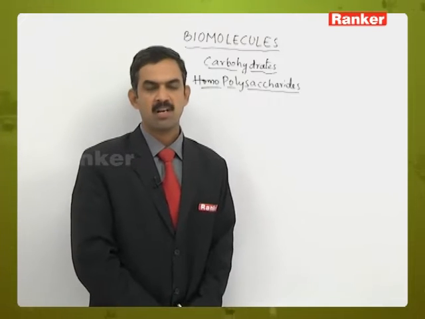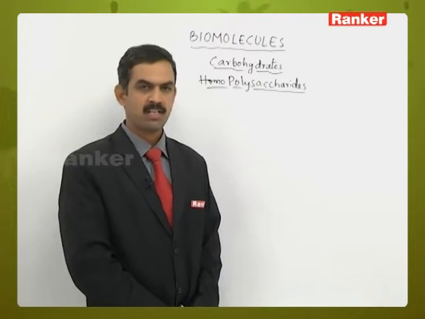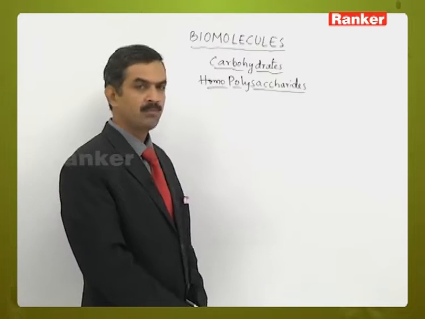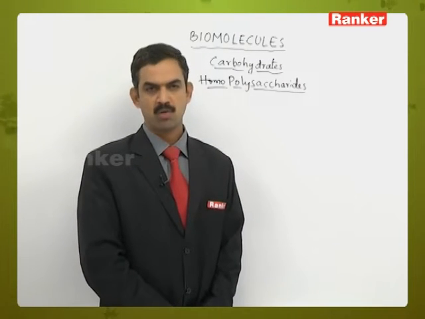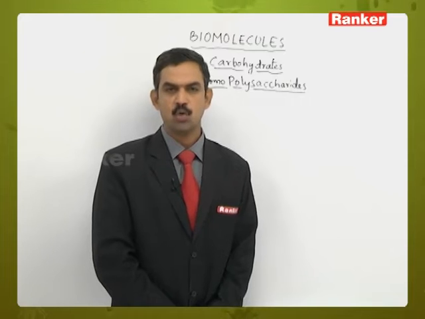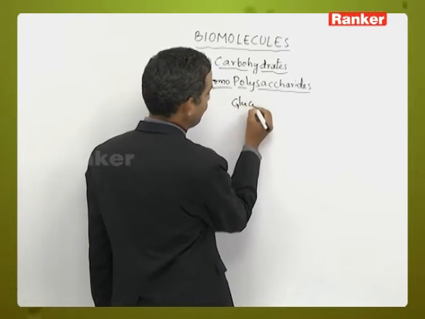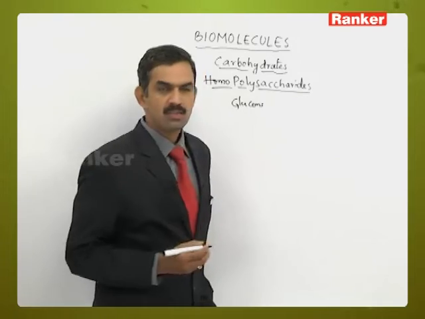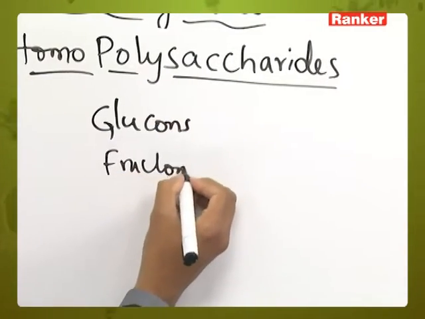Homopolysaccharides. Homopolysaccharides are the ones which are made up of similar types of repeated units. In this case, they may be made up of similar units, like a repeated glucose molecule present throughout the entire homopolysaccharide. Those are called glucans. The one which contains only fructose is called fructans.